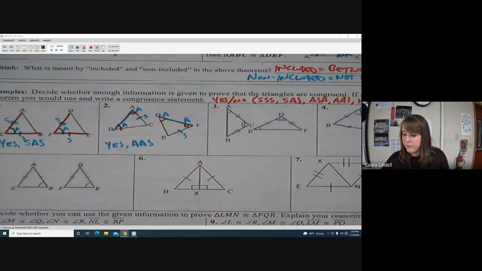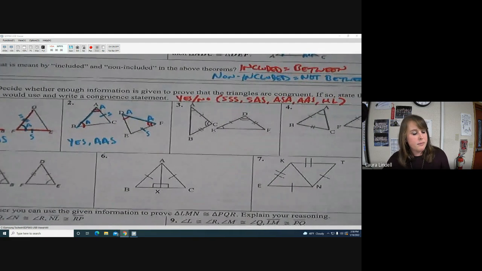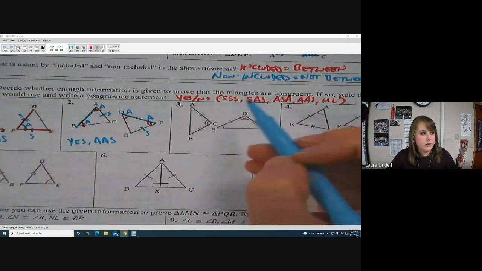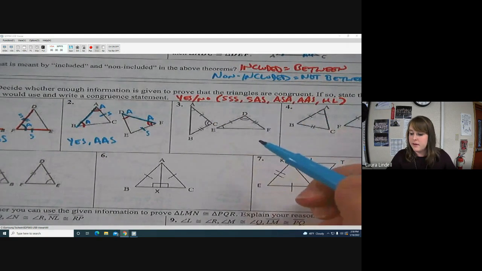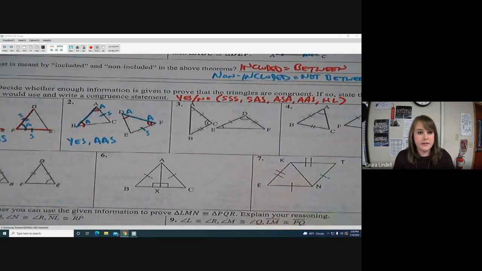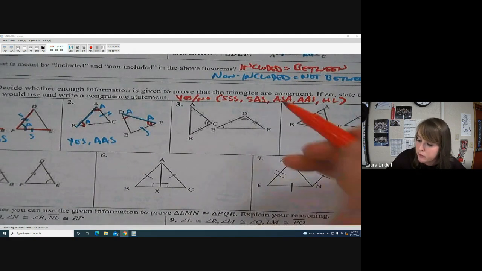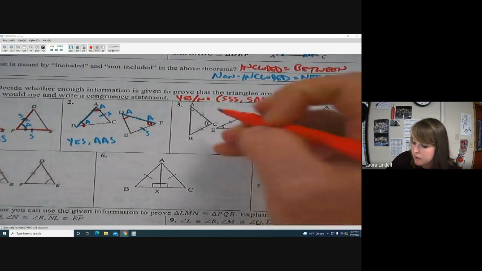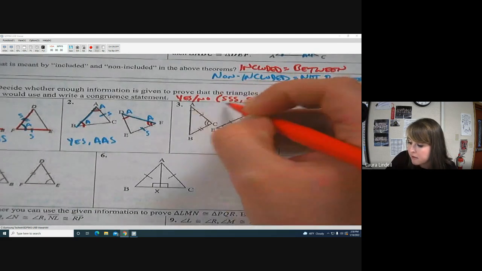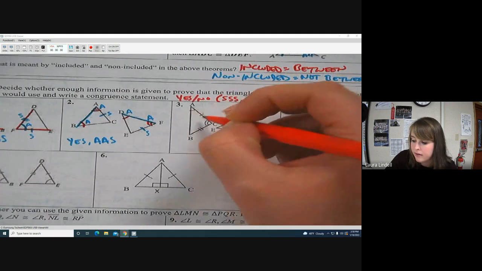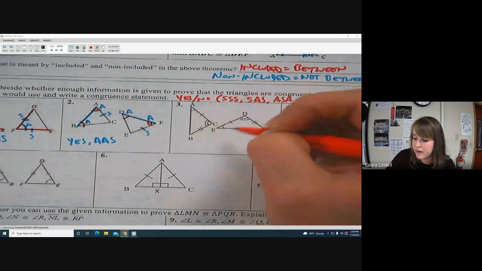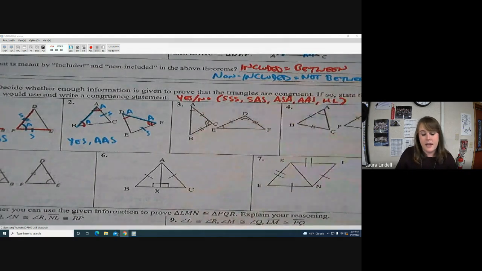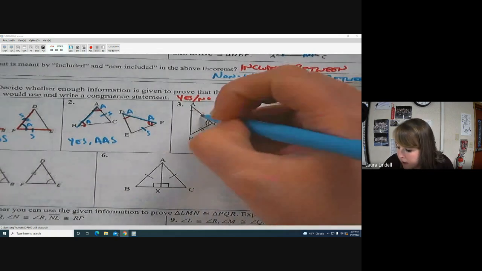Okay, number 3 is a little bit different. On number 3, we might notice that we actually have 4 pieces of information given to us. And in all of these, you really only need 3 pieces of information. So the nice thing is when you have 4 pieces of information, you could use more than one of these congruence theorems. So in this case, let's see, do I have a side, side, side situation available? And the answer is no, I don't, because I'm missing this side here and this side here.